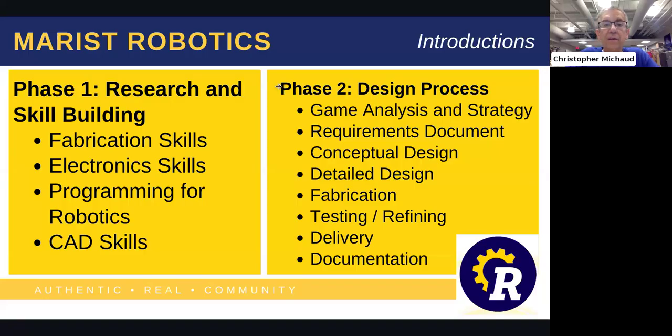And then our phase two is our design process, which we're probably familiar with. Our game analysis and strategy, writing a requirements document, doing a conceptual design, and then a detailed design, which is where the CAD comes in. We build the robot, test it and refine it, deliver it to the competition, and then document as we move along.